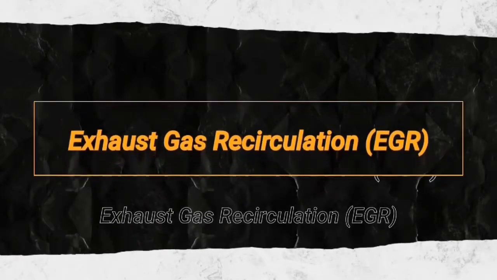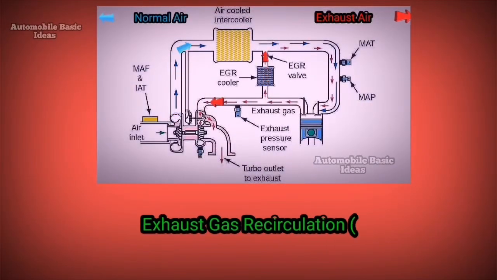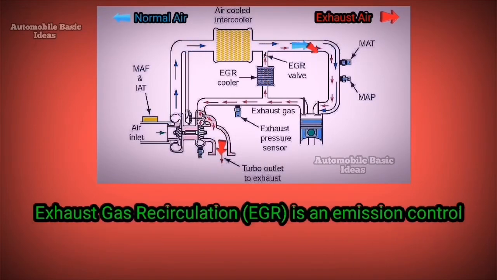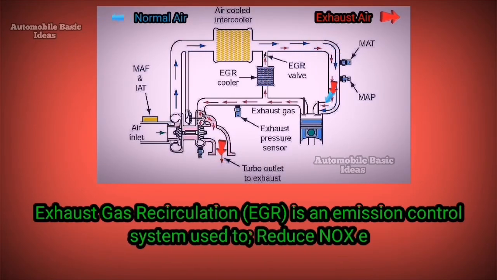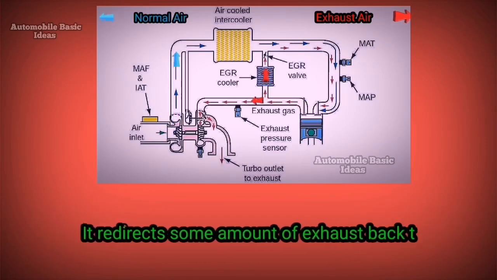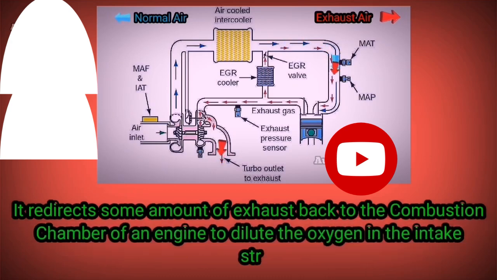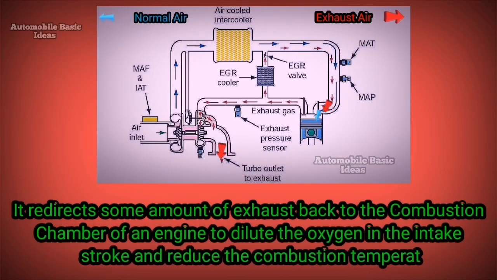Exhaust gas recirculation (EGR). Exhaust gas recirculation (EGR) is an emission control system used to reduce NOx emissions. In particular, it redirects some amount of exhaust back to the combustion chamber of an engine to dilute the oxygen in the intake stroke and reduce the combustion temperature.